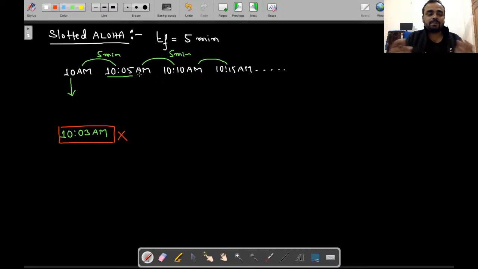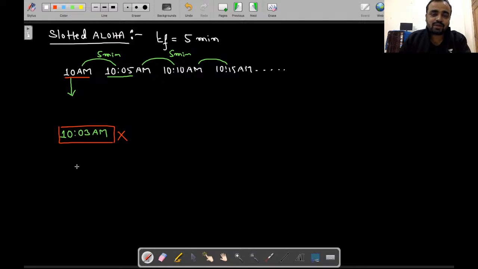If there is a possibility that two different nodes have transmitted their data frames at the same time, that is, in the same time slot, 10 a.m., then what will happen? The front bits of both frames will collide because they are reaching at the same time. Are you getting my point or not? So this kind of concept we implement in case of slotted Aloha.